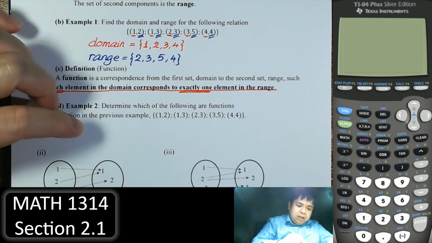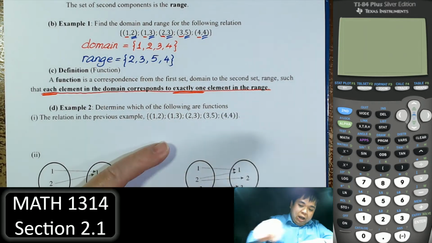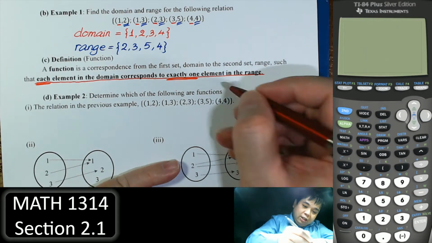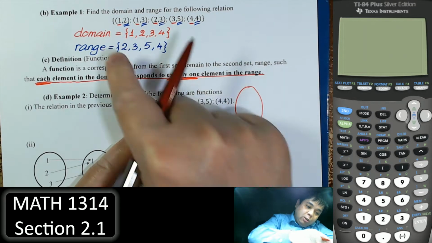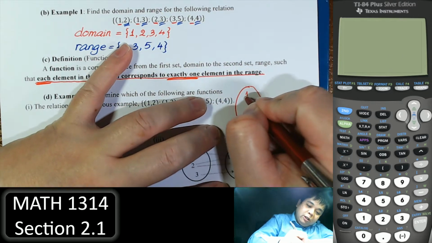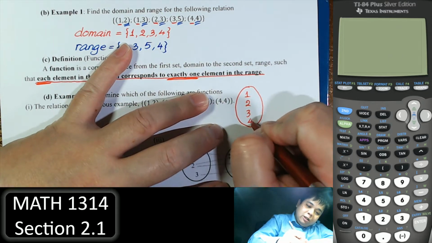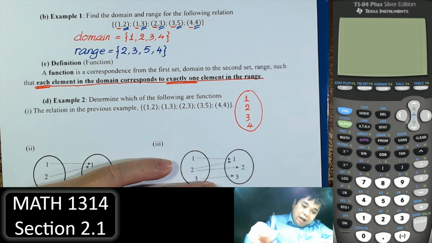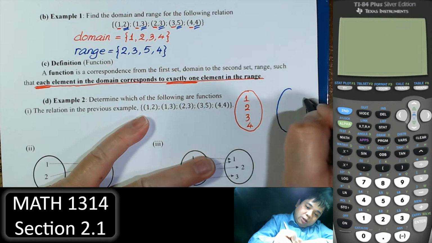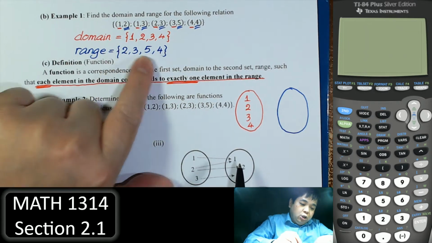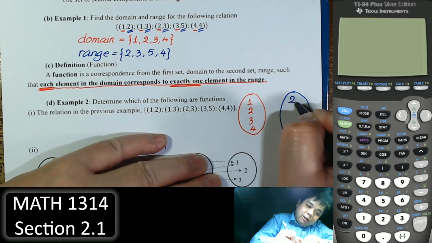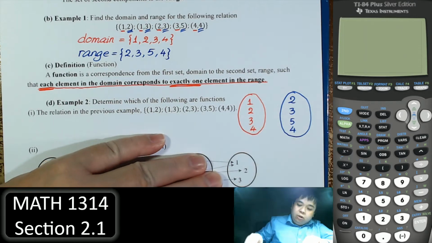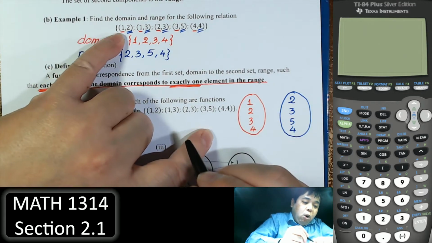So let's write out the relation here. We have the domain, which we already set here: 1, 2, 3, 4. This is the same relation we had before. And then the range: 2, 3, 4, 5. Right, now we write the relation 1 to 2.